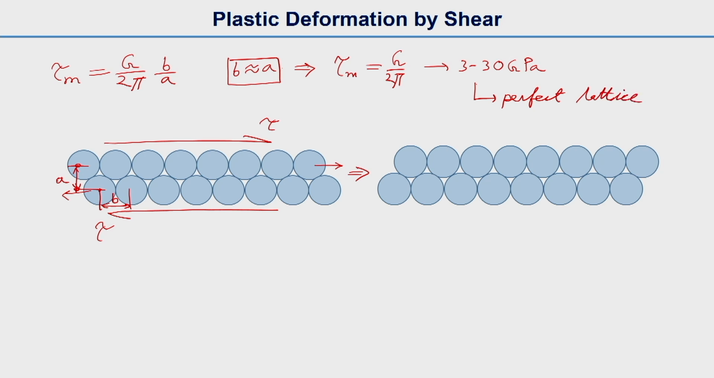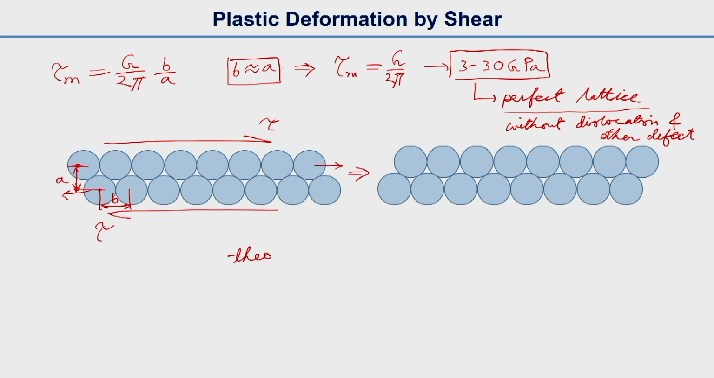Defects here, we will mostly be discussing dislocations. If it is a perfect lattice without any dislocations or other defects, its strength, this is actually the shear strength, will be very high. This is the theoretical shear strength. The theoretical strength is much higher than what we get in experiments, maybe 100 times or thousands of times higher than the real strength of the material.